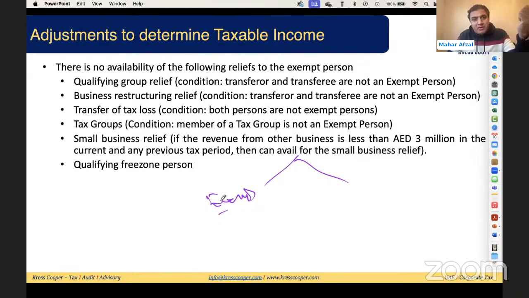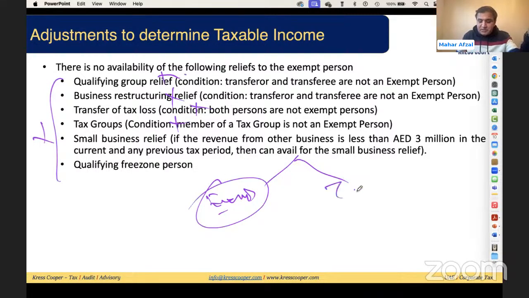They will not be able to enjoy the business restructuring relief, transfer of tax losses, or small business relief, and they cannot be a qualifying free zone person. If the person is a 100% exempt person, they will not be able to use it anywhere over here. But if they are doing other business along with the extractive and non-extractive natural resource business, still they will not be part of the qualifying group relief, they will not enjoy business restructuring relief, transfer of tax losses, or tax group. Business restructuring: two possibilities.